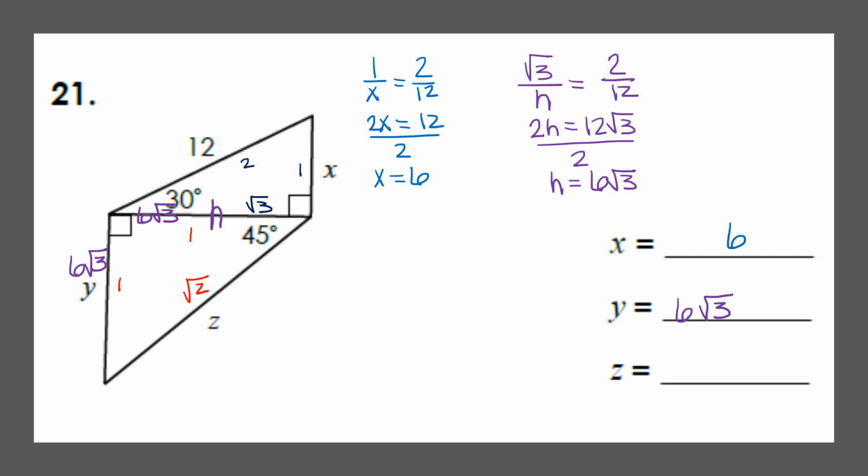For side z, I'm going to use the 45, 45, 90. So I have radical 2 over z equals, it's going to be 1 over 6 radical 3. So I have that z equals, multiply the numbers on the outside, that's 6, multiply the numbers underneath, that's 6. So z is 6 radical 6.